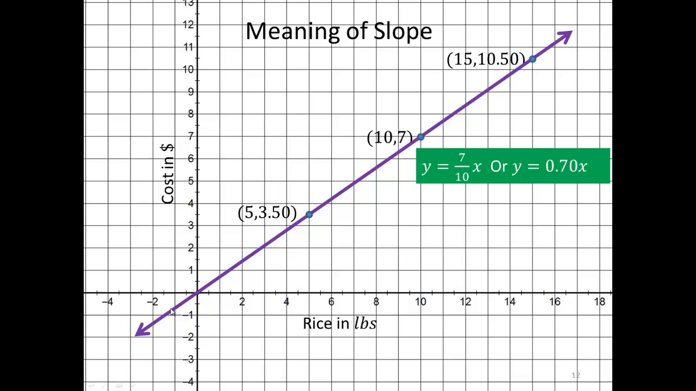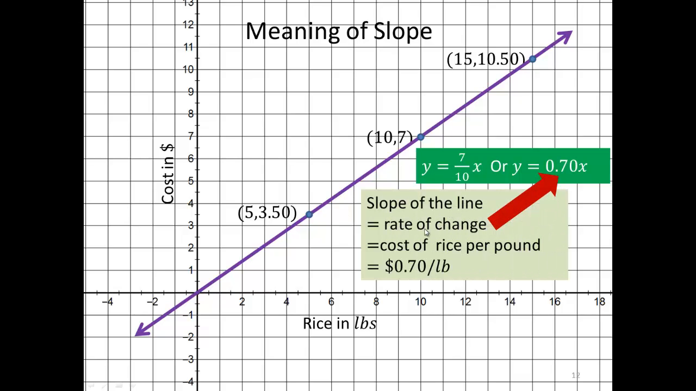Now, what about this part of the line? If you buy no rice, 0 pounds of rice, you have to pay nothing. But does this part of the line make sense? The answer is no, because you can't order negative pounds of rice. So sometimes, even though you're looking at a line, you may only look at part of a line, depending on what situation that line is representing.